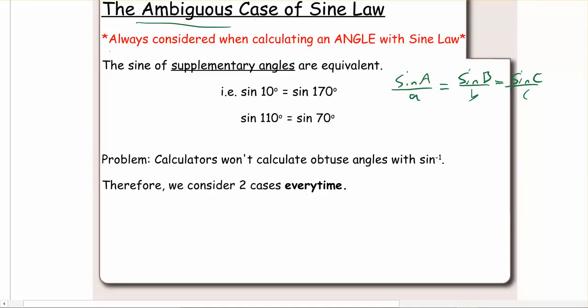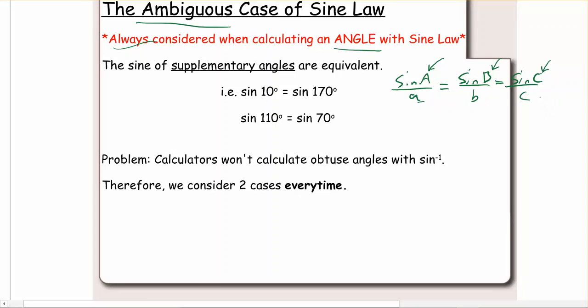So this one says the ambiguous case of sine law is always considered when calculating an angle with sine law. So if this is my sine law down here, what that means is that the only time we're going to take this into account is if you're solving for capital A, capital B, or capital C. We're not going to do this if we're solving for lowercase a or b, not these side lengths. Oh, b and c.